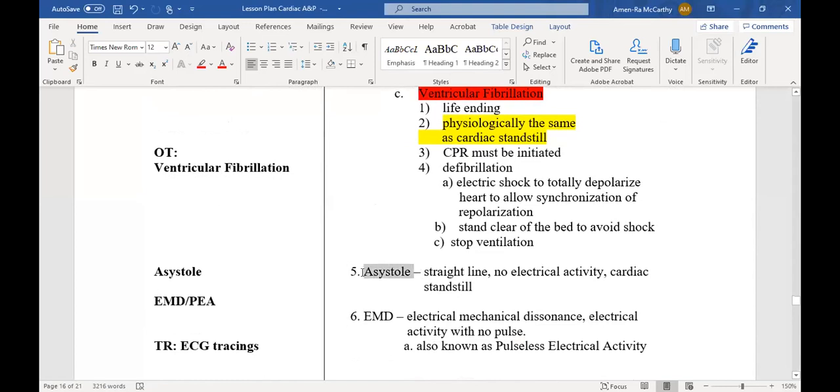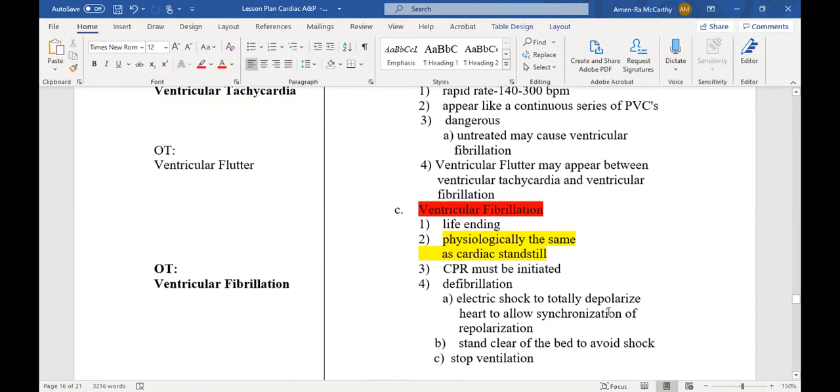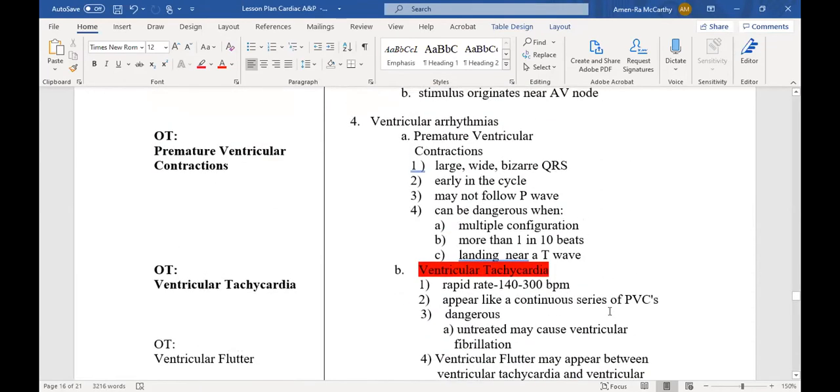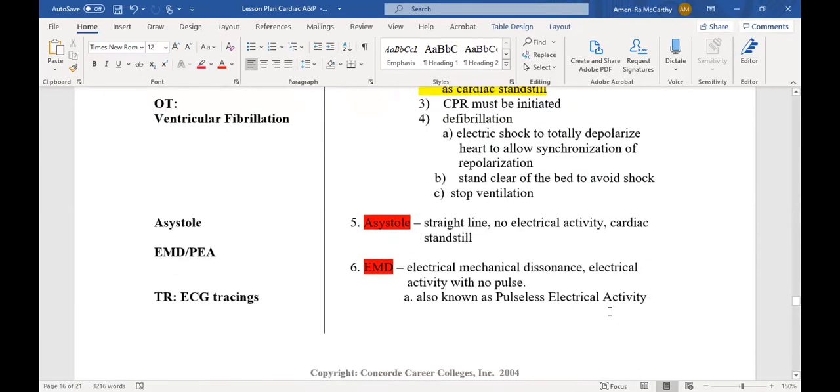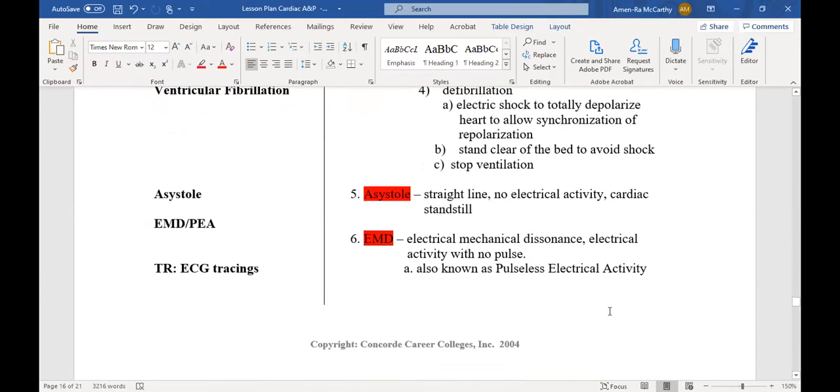Asystole, and EMD. These are the 4 deadly arrhythmias. If you have one of these, it can be deadly. All right, it is deadly.